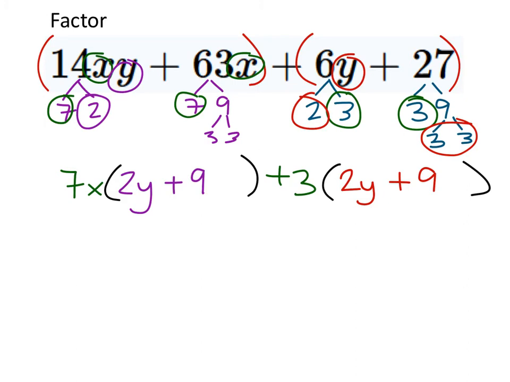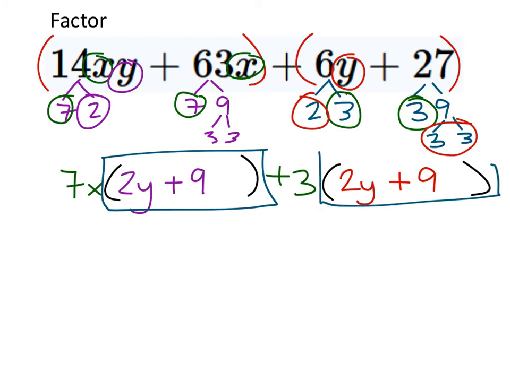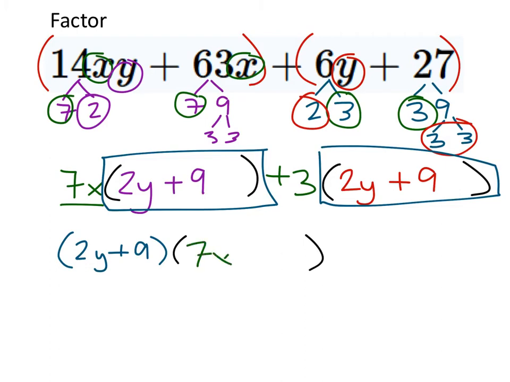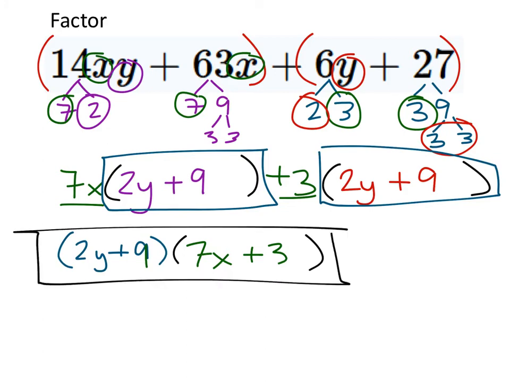So, just like we did in that last example, we broke it down into 2 separate binomials. And yeah, we can see that I've got a 2y plus 9 that is a common factor for both terms. So I can yank that out, 2y plus 9. And then what do I have left over? I've got the 7x plus 3. That's a 9. And that is, that's factored.